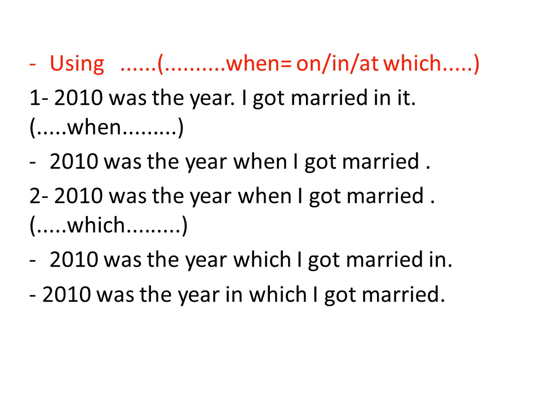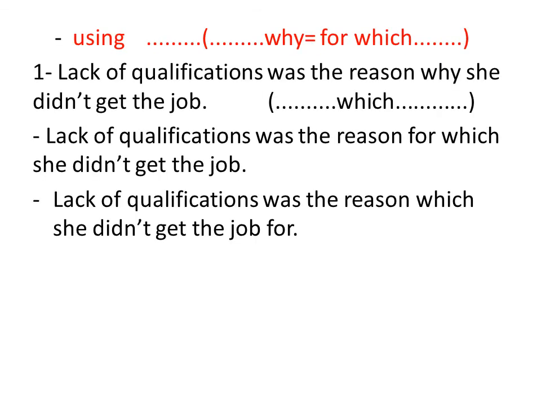Okay, let's move to another slide. Here in this slide we have the last relative adverb, which is why. It is equal to for which. So let's consider example number 1. Lack of qualifications was the reason why she didn't get the job. And he asks us to use for.